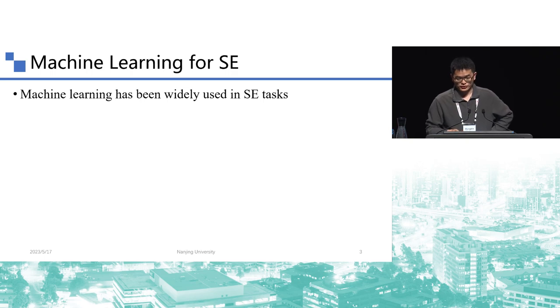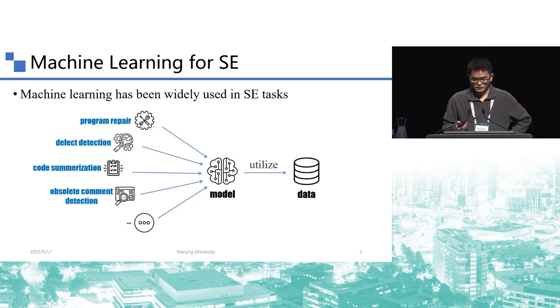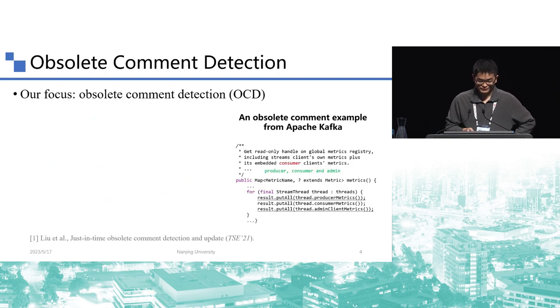As we know, in the past years, machine learning has been widely used in many software engineering tasks like program repair, defect detection, code summarization, and obsolete comment detection. The main focus of this effort is on developing customized machine learning models that can unleash the value of the available data. We chose the obsolete comment detection task as our object. An obsolete comment example is shown on the screen. We can see that the method registers the metrics of the producer, consumer, and admin clients, but only the consumer clients are recorded, so the comment is obsolete. The reason is that the developer added these two underlined lines to the method and overlooked the Javadoc when they changed the code.